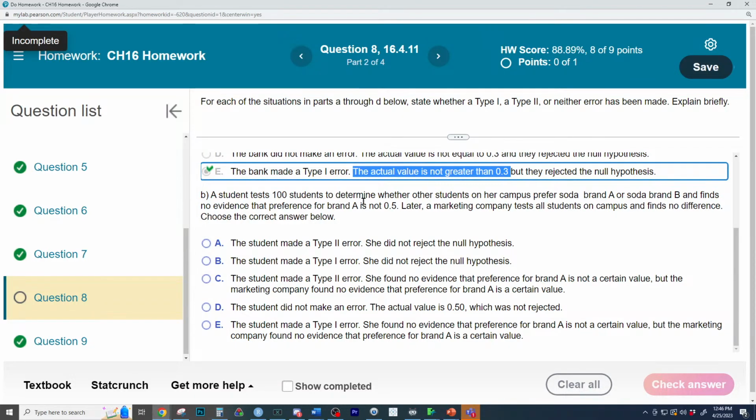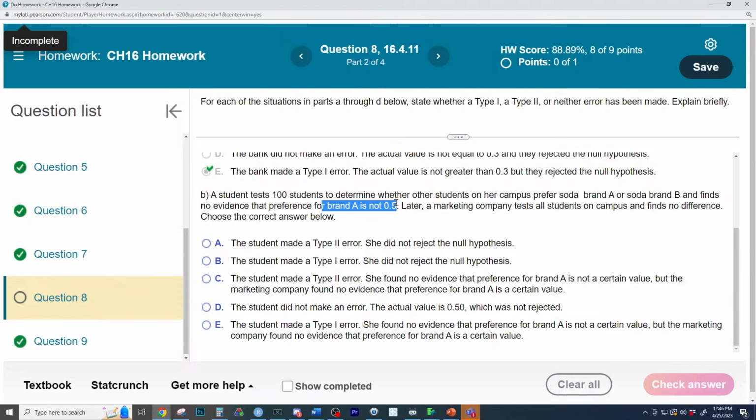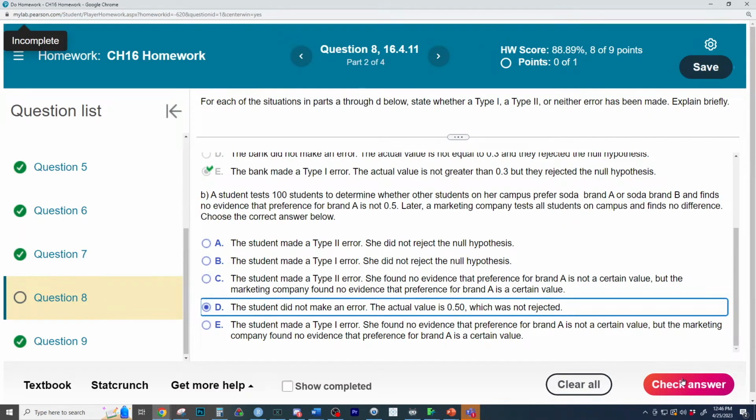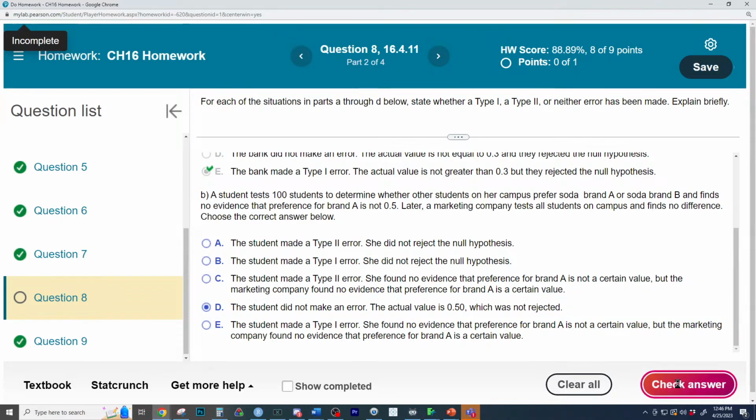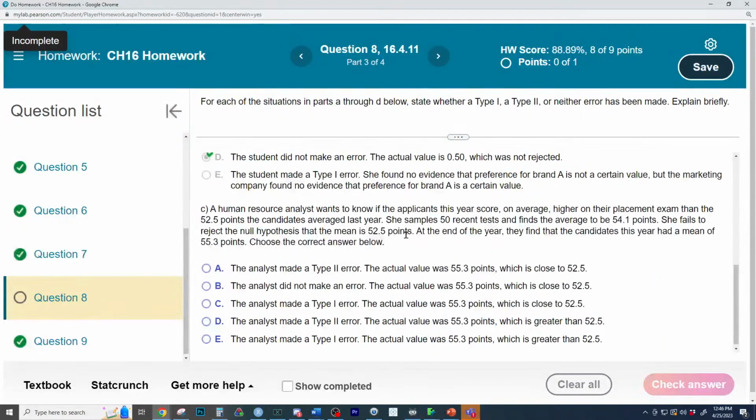A student tests 100 students to determine whether other students on our campus prefer soda brand A versus soda brand B. They find no evidence that a preference for brand A is not 50%. A marketing company tests all students on campus and finds no difference. This is much better, because what the student found is that it's 50%, and the marketing company found 50% also by testing all students, which means they know the truth. So right here, there is no error made. The actual value is 50%, and they did not reject the null. So that's really great. Exactly, no error.